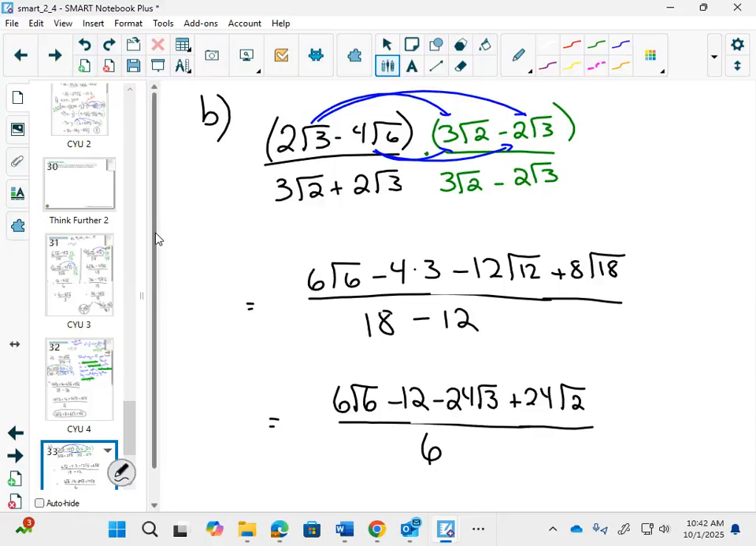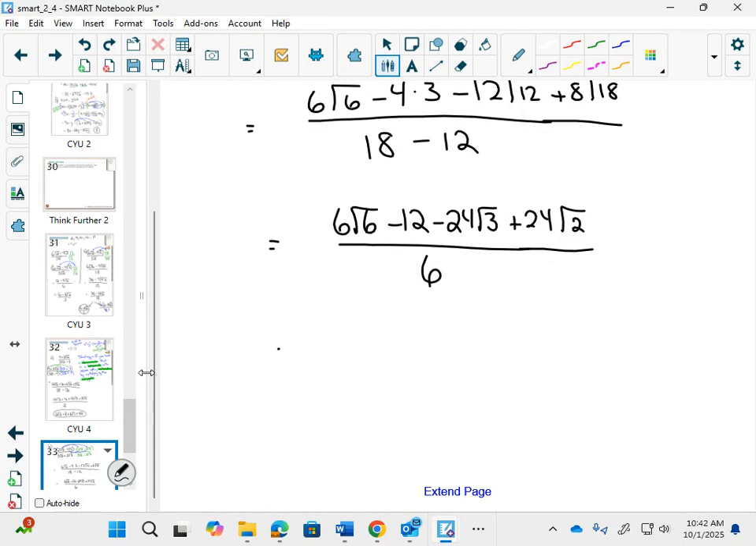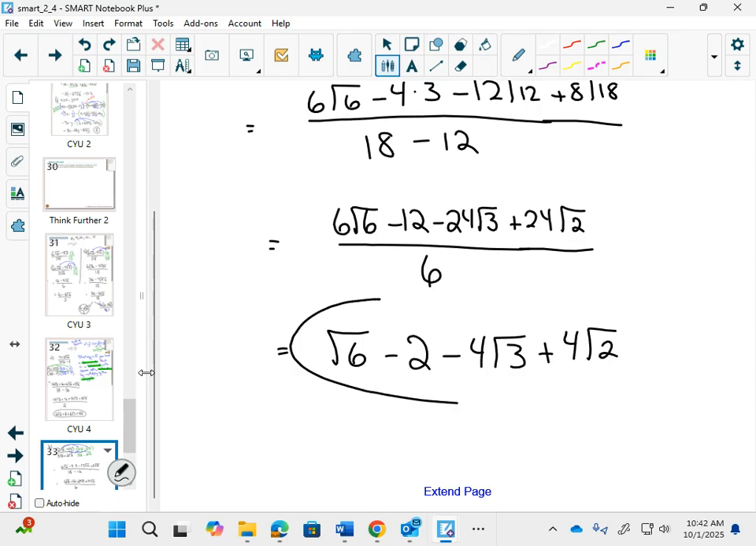No. Are any like terms? No. Is there something you can divide everything by? 6. You can divide everything by 6. We got root 6 minus 2 minus 4 root 3s plus 4 root 2s. This would all be over 1. There is my final answer. Simplified. Circle question 10 and 13.